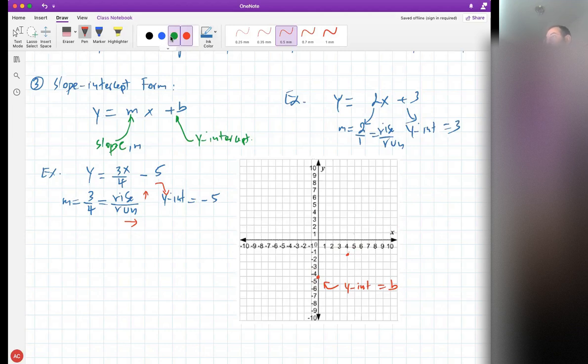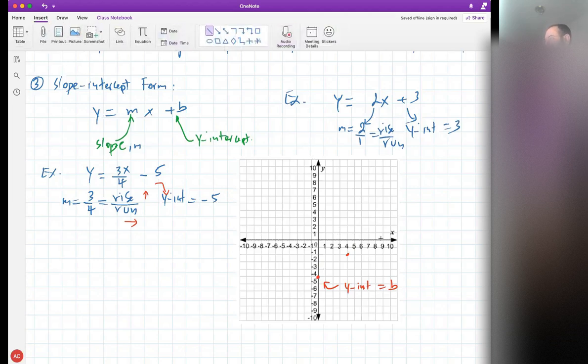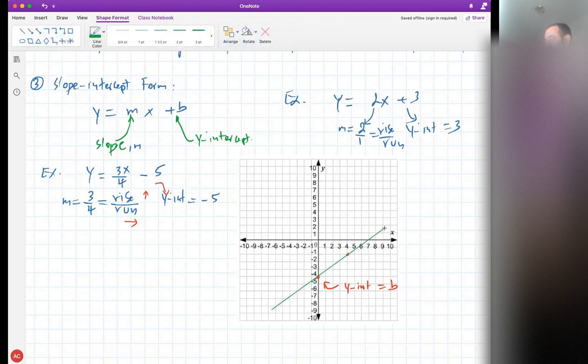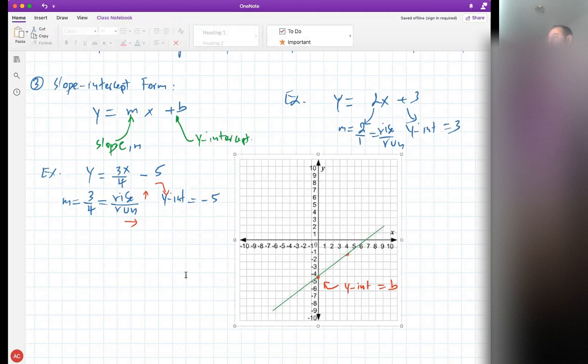All we need to do now is grab a ruler and basically join the 2 points. So try to be as accurate as possible. And that's it, actually. That's the graph. Again, this can be done in seconds. Just look at this. You say, okay, I'm going to start from -5, go up 3, 1, 2, 3, go up to the right 4, and that's it. Then you do the line.